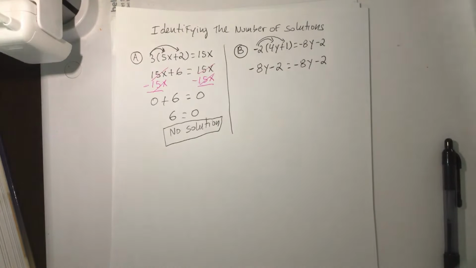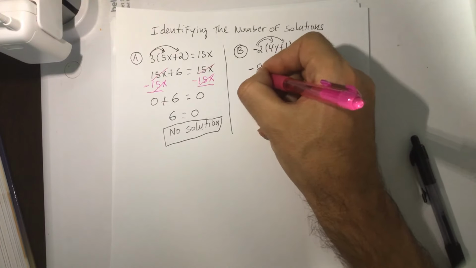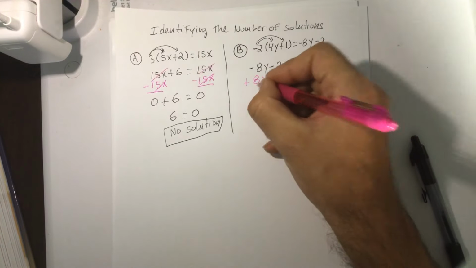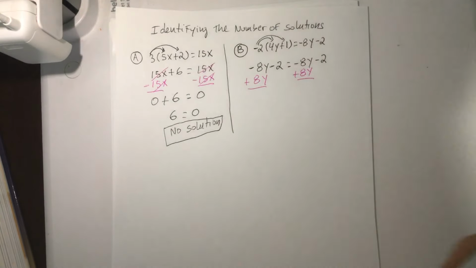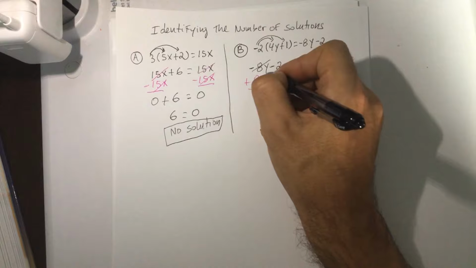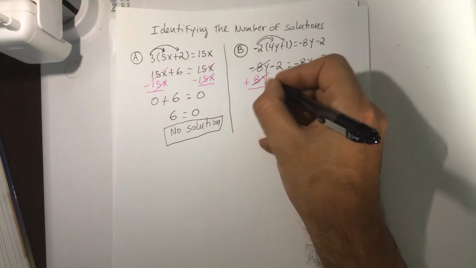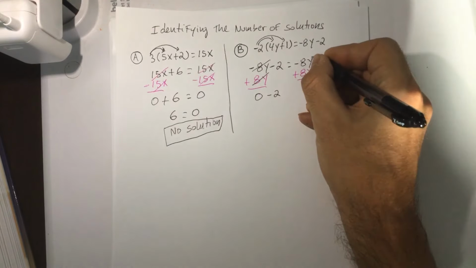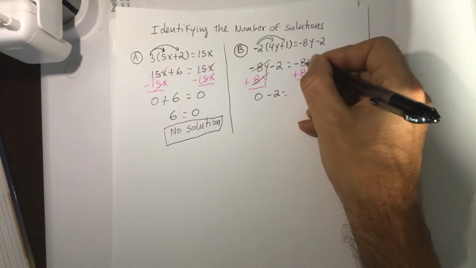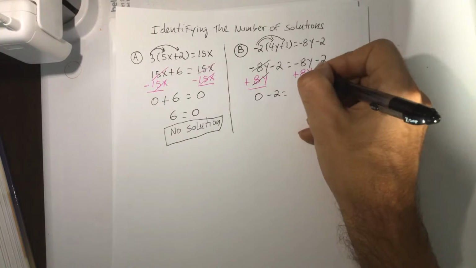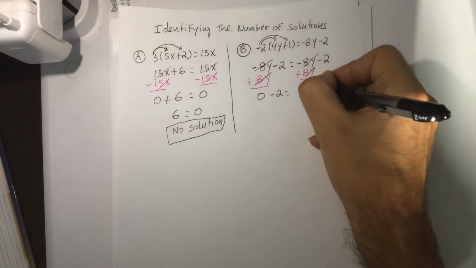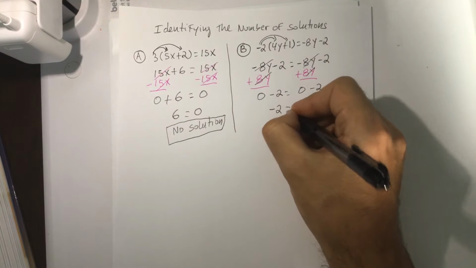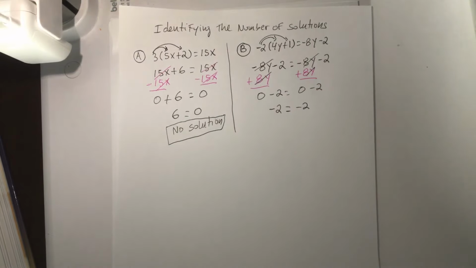The next thing is I'm going to be adding 8y to both sides of the equation. So you notice that negative 8y plus 8y, that's a 0, right? So they cancel each other. And then we got a negative 2. And negative 8y plus 8y, that's also a 0. They cancel each other, that's equal to negative 2. If you simplify this, you get negative 2 equals negative 2.